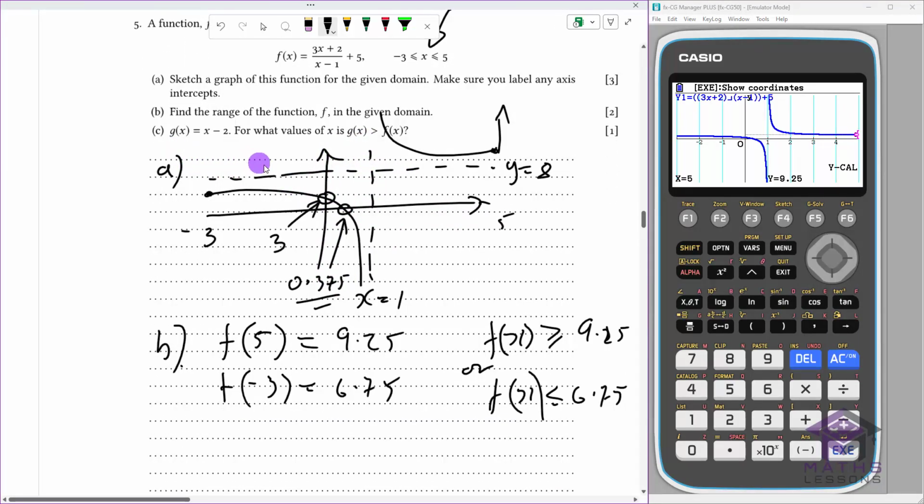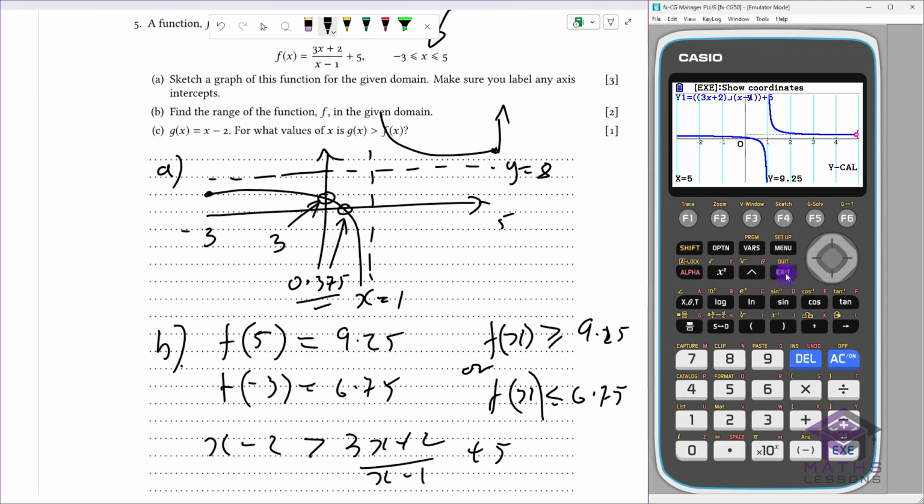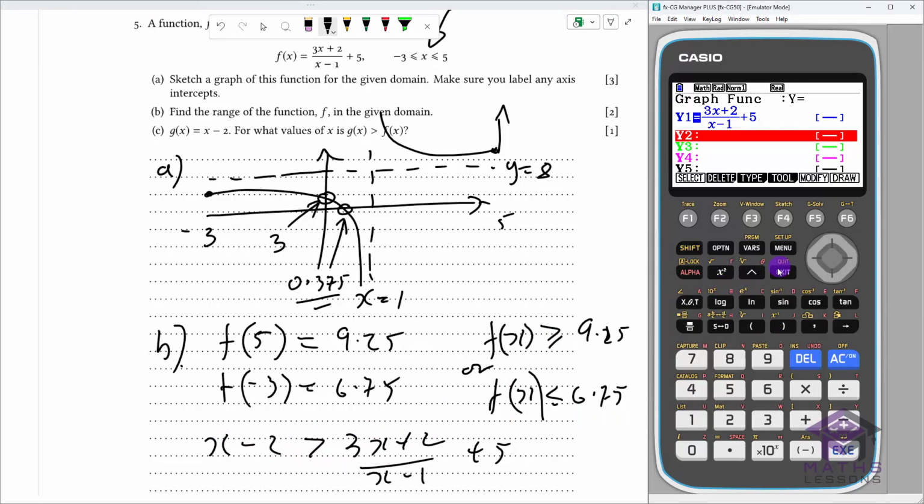Okay. Now, it's asked us to find g of x equals x minus 2, and we want to find when x minus 2 effectively is bigger than (3x plus 2) over (x minus 1) plus 5. Now, you could solve that algebraically, or you could just draw x minus 2 on here. Let's go into here and draw x minus 2. Press draw. And we're just doing this for our domain, so we can just do graph solve, and we can find the intersections. So we've got an intersection, x is 0.475.